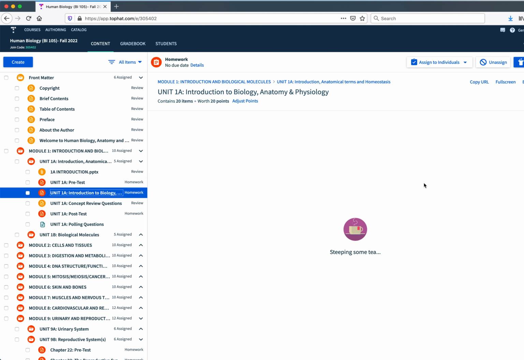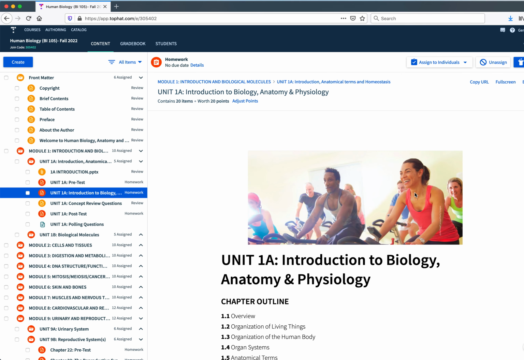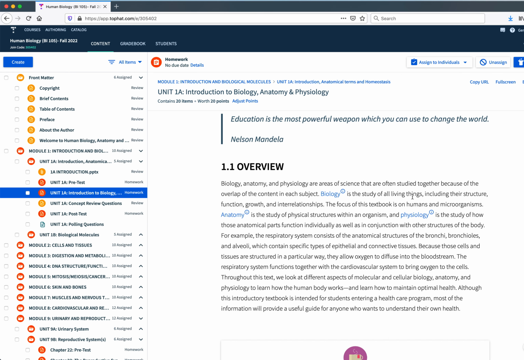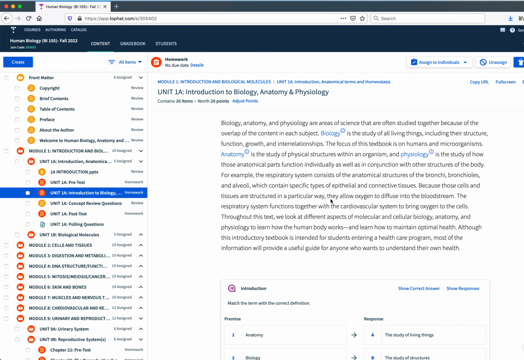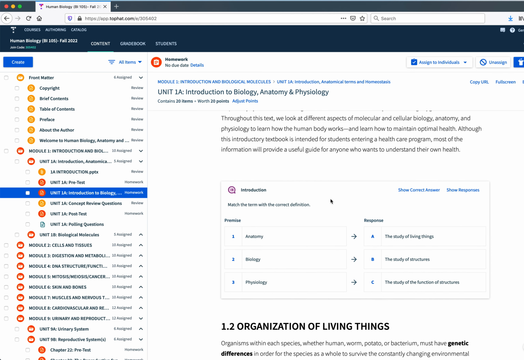The textbook itself is interactive. So you will be able to scroll through, read, click on any of these links, and hover over things that you don't know, so you can get definitions of any of these blue words. Then you'll get a couple of questions where you have to click and drag, matching certain things with each other, right? So in this case, biology would be the study of living things, so it will be 2A. Anatomy would be the study of structures, and physiology, the study of the functions of the structures, right? So you would just pull those over, and that would give you a quick assessment.